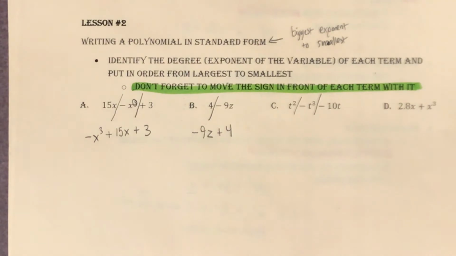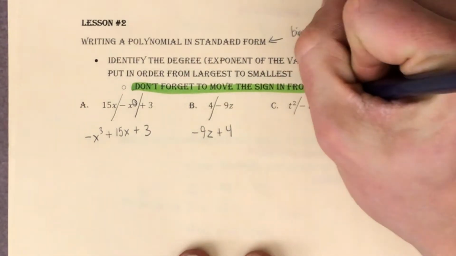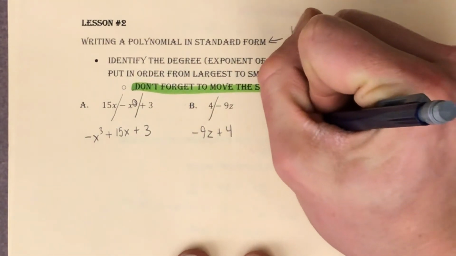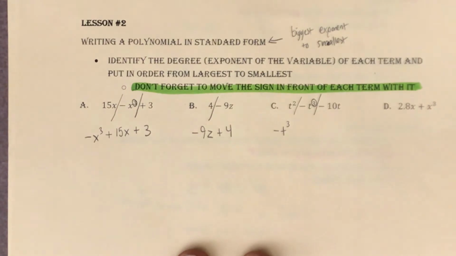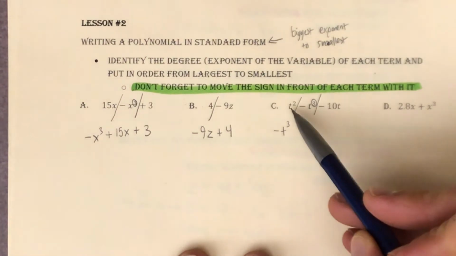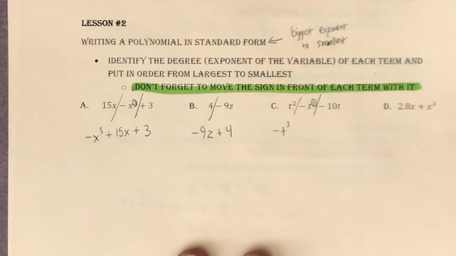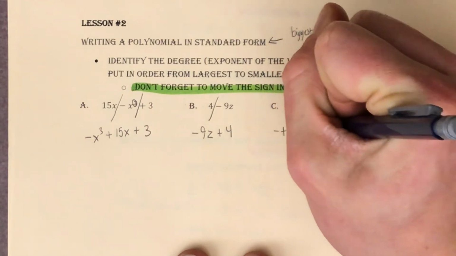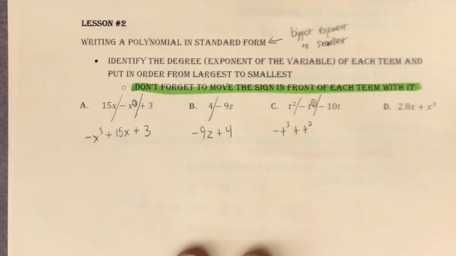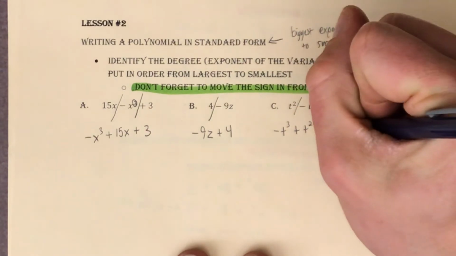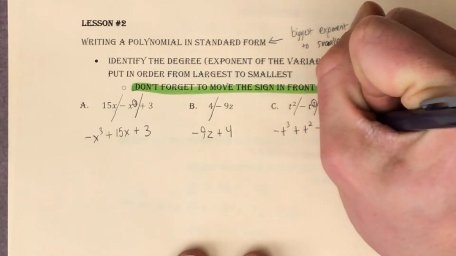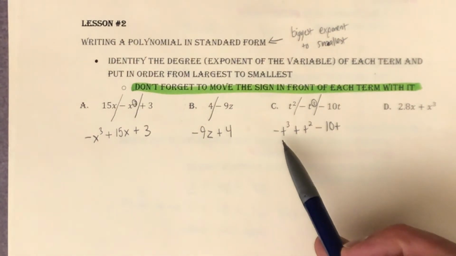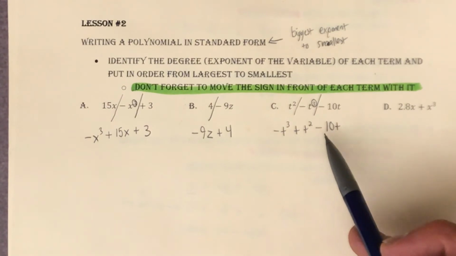Now again, I'm looking for the one with the biggest exponent. Again, I notice that negative t to the third is the biggest exponent, so that's going to become my first term, because 3 is the biggest exponent. Now my next biggest term would be the t squared, because 2 is the next biggest exponent listed. So that is again a positive t squared, so I'm going to put plus t squared. And then my last term of negative 10t would be the last one I list, so that's minus 10t. So my final answer of this polynomial in standard form is negative t to the third plus t squared minus 10t.